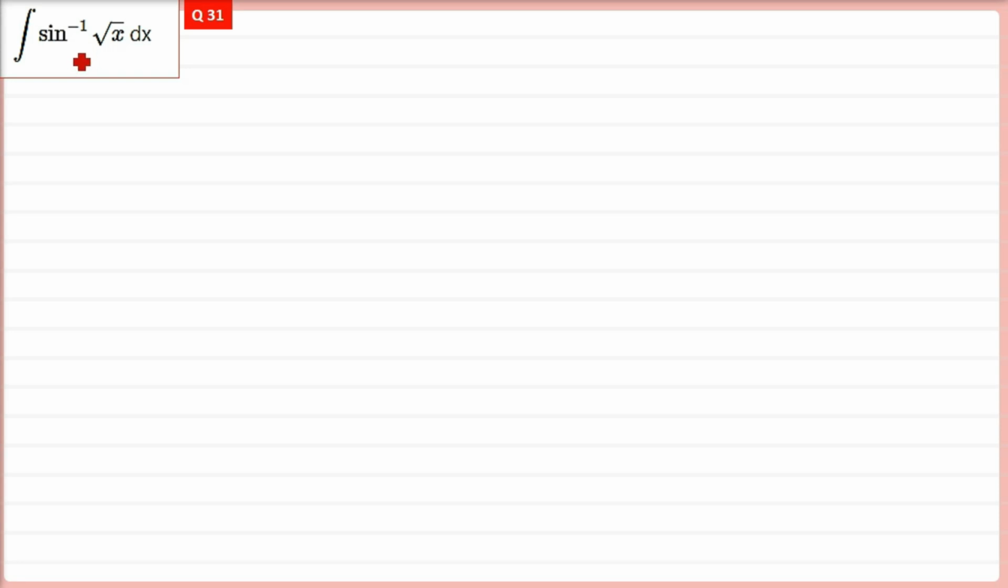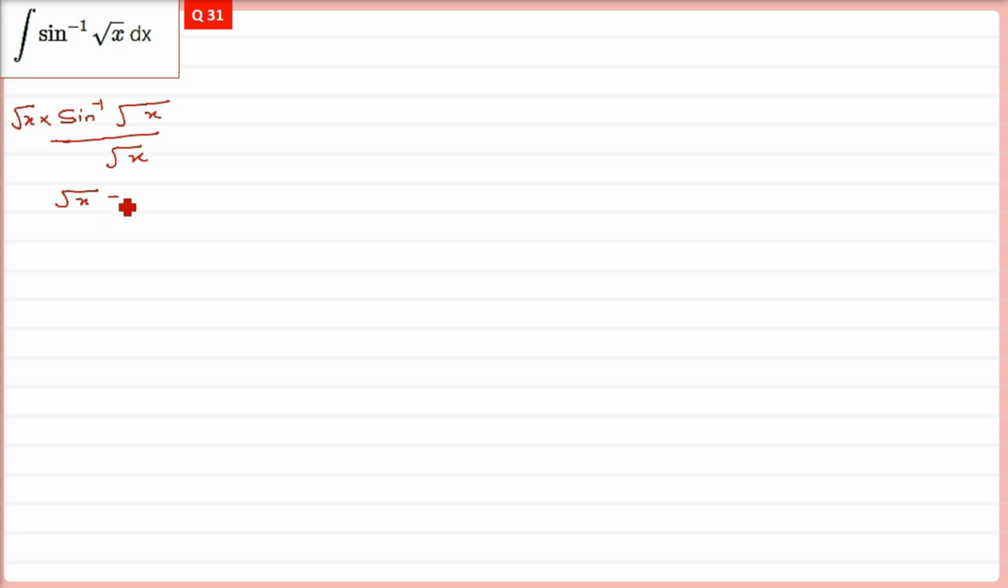But you will be surprised to know this question will be done in a different way. How? We have a sine inverse under root x, and we know when we differentiate under root x, it will be 1 by 2 under root x. So we will introduce this under root x in the denominator. And when we have under root x in the denominator, we have to have a root x in the numerator because we have introduced it.